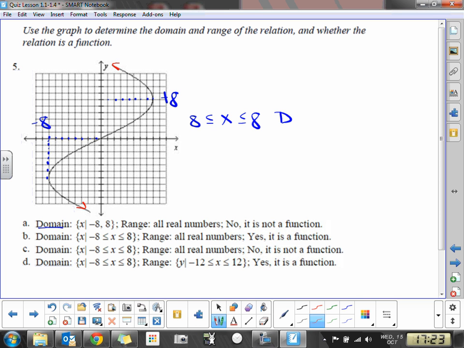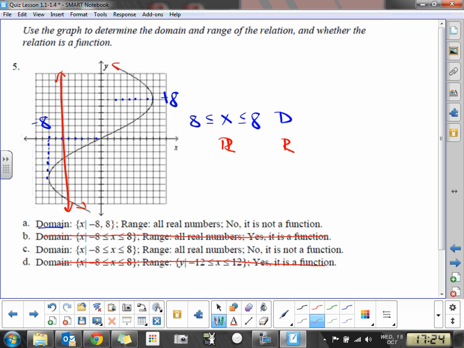So use the graph to determine the domain and range. I think to determine the range is all real numbers, and whether the relation is a function. Well, I know it is not a function because it does not pass the vertical line test. So anything that says yes, it's a function, it's got to be out. So this is out, it's not a function. This is out, it is not a function.